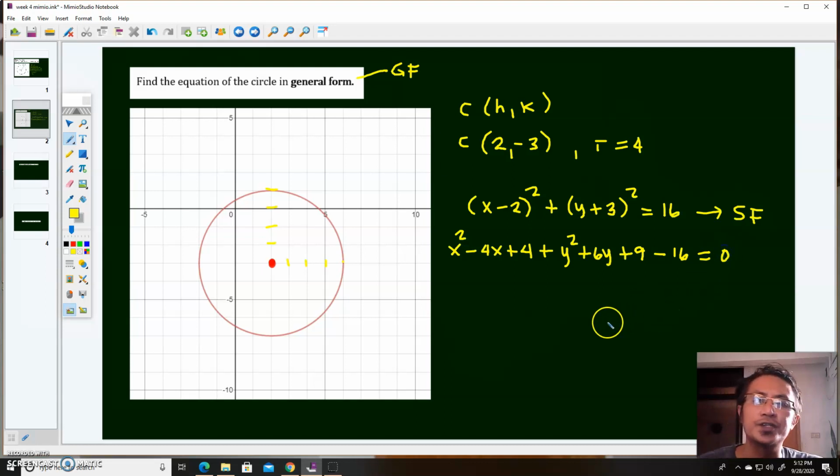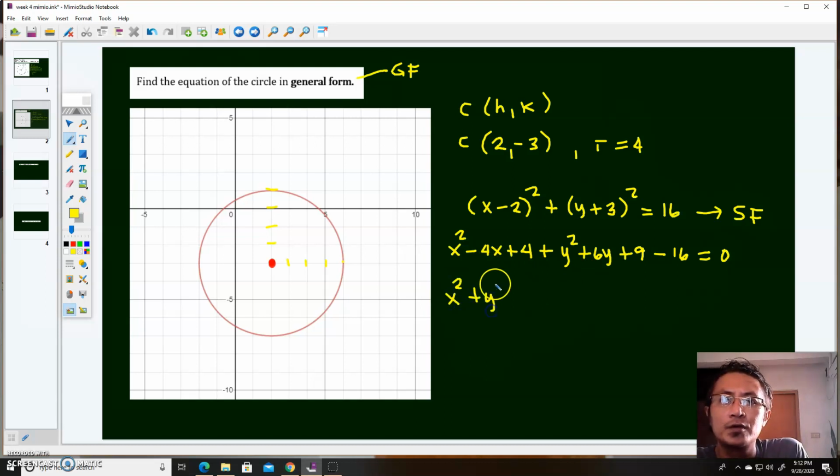So all we need to do is arrange this in its proper order. Let's start with the squared terms first, x squared, and then y squared. So we have taken care of these two. Then the term with the variable, so we have minus 4x. And then the y term. The x should come first, in alphabetical order.